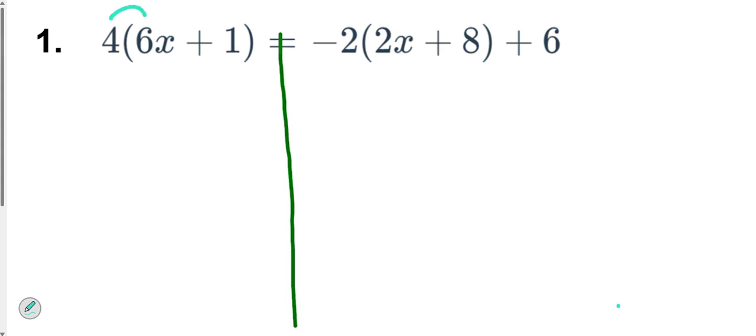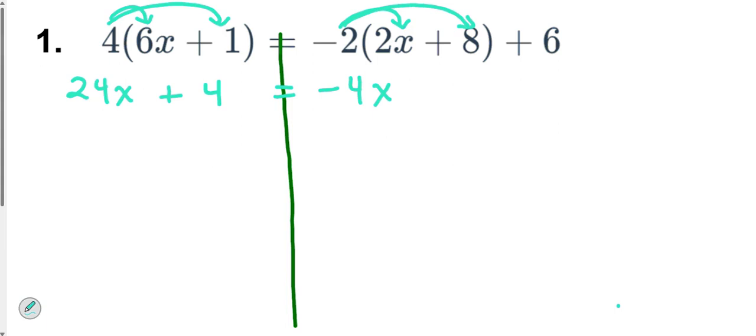Let's distribute that 4. So we're going to get the 24x. Distribute the other 4, the same 4. 4 times 1 is 4. And let's just distribute again. So negative 2 times 2x. Oh, let's put the equal. Negative 2 times 2x is negative 4x. Negative 2 times 8 is negative 16.